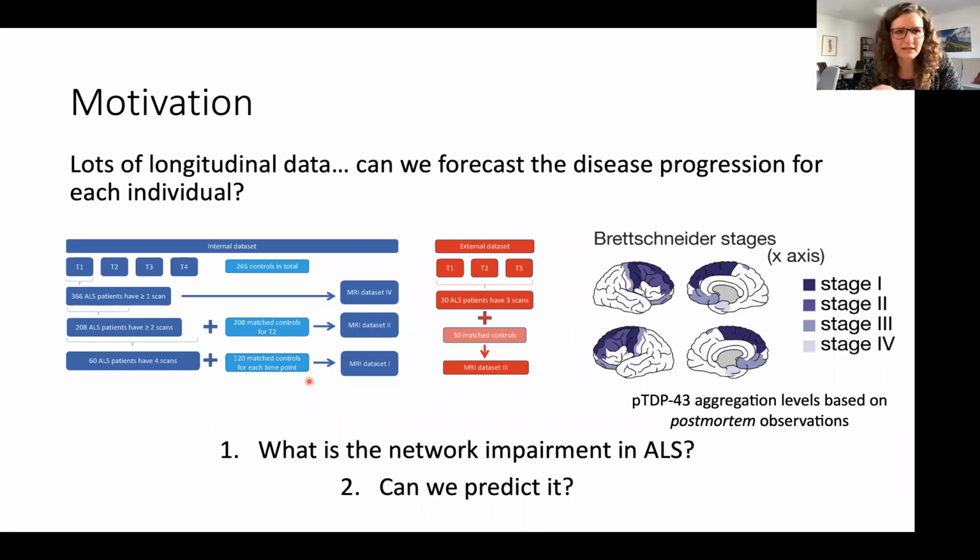collected since 2009. Every patient, they just started scanning them every 6 months until their death, right? As long as they could lie in the scanner, they were scanned. So we know a lot, we have a lot of data on the progression of the disease, and nobody has really looked into that before I came. They have, for example, 366 ALS patients that have at least one scan.